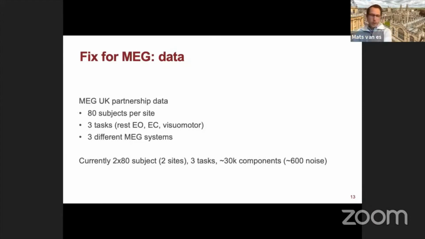So currently, I've been working on the data from 2 of those sites, which are Oxford and Cambridge, because when I started on this project, these were already hand labeled, so we already know the ground truth. I should give credit to the people who actually labeled those, because I didn't. Other people from my group did that, which I'm grateful for. So I have 2 times 80 subjects from 2 different sites that both use the same type of MEG scanner. They were doing 3 tasks, and in total, I have about 30,000 components, of which 600 are noise.